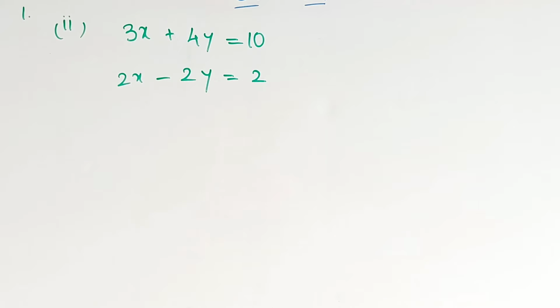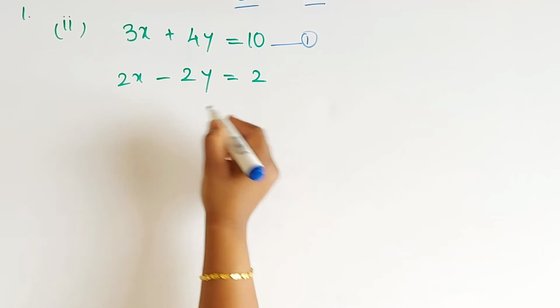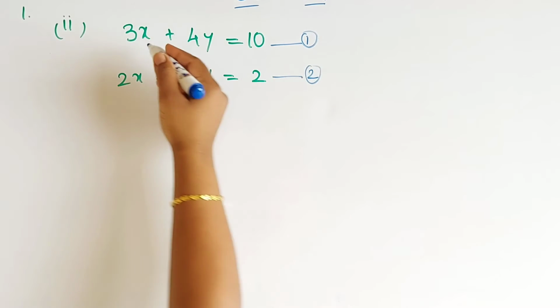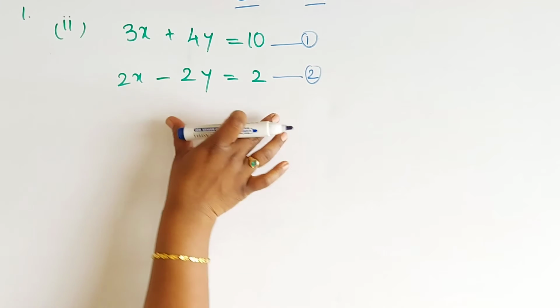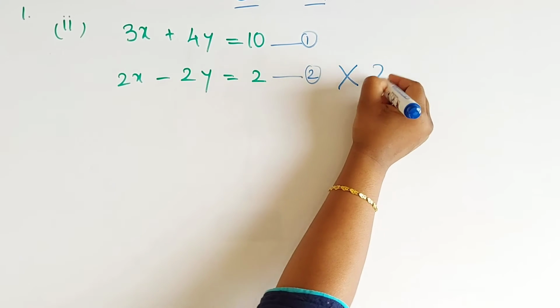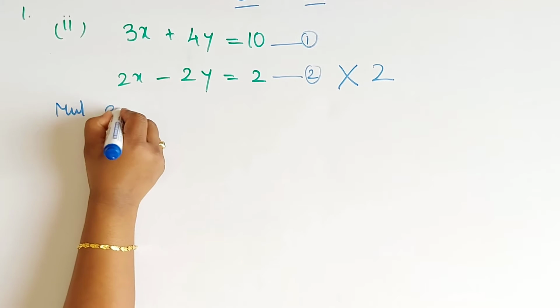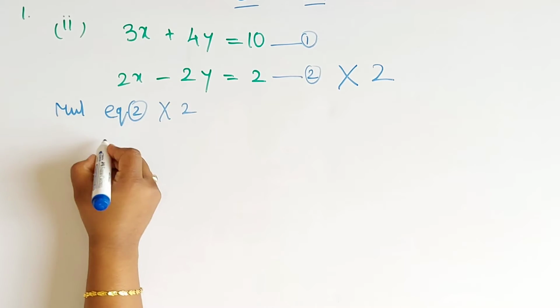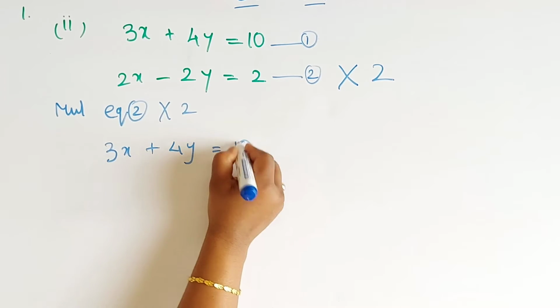Second one, 3x plus 4y equal to 10, first equation children, and 2x minus 2y equal to 2, that is the second equation, right? Now check the terms. Here any terms we can eliminate by adding or subtracting? No. So that's why I am multiplying second equation with 2, right? Multiply equation 2 with 2 children. So then first equation 3x plus 4y equal to 10 only.